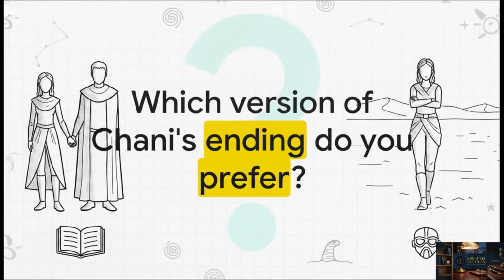I'm going to leave you with this final, lingering question to think about. Which version of Chani's ending do you actually prefer? Do you prefer the devout, loyal companion of the page who stands by Paul's side no matter what, or the fiercely independent skeptic of the screen who walks away into the desert, absolutely refusing to bow? It's a change that completely redefines the emotional core of the entire story.